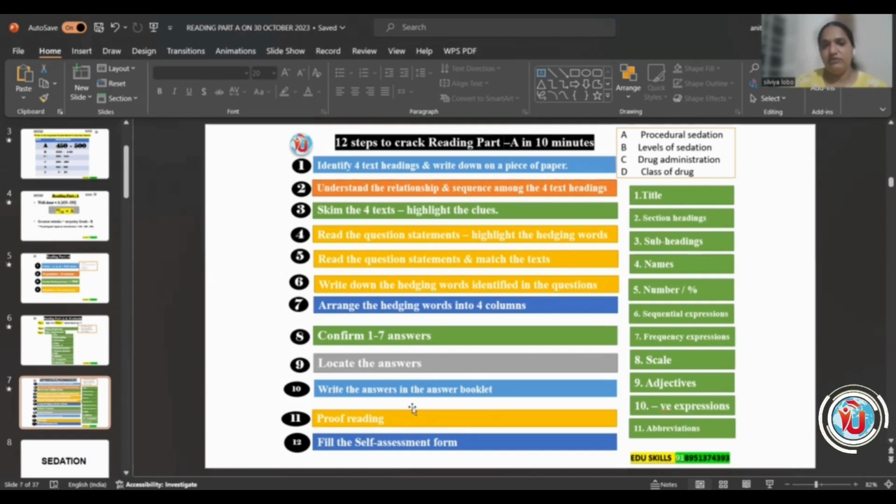Proofreading is a must; we have to do it. And finally, we have to fill in the self-assessment form. That is daily, together with the task they are uploading on our main platform.